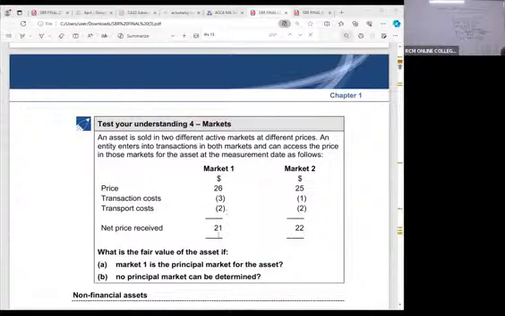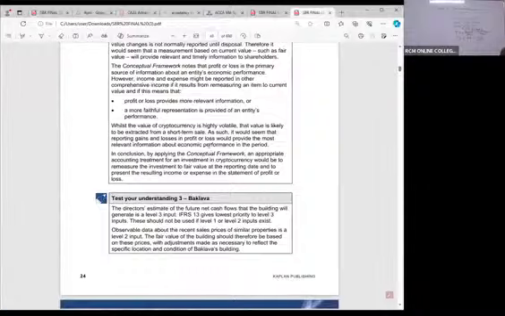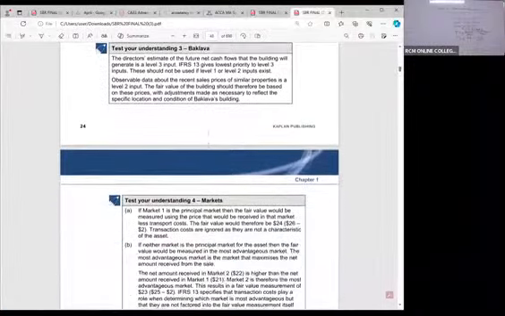Not this net selling price, because here we have transaction cost. And please, you have your answers. You should be able to come and check your answers here, even if it's later. It's very important because I would want you to really use this book.